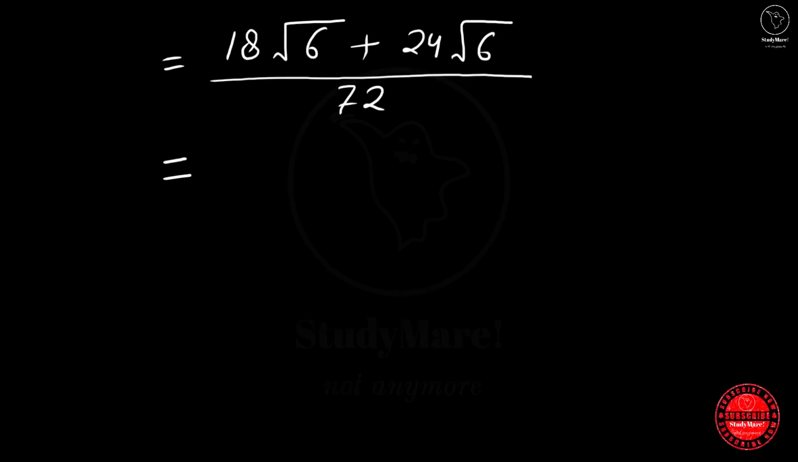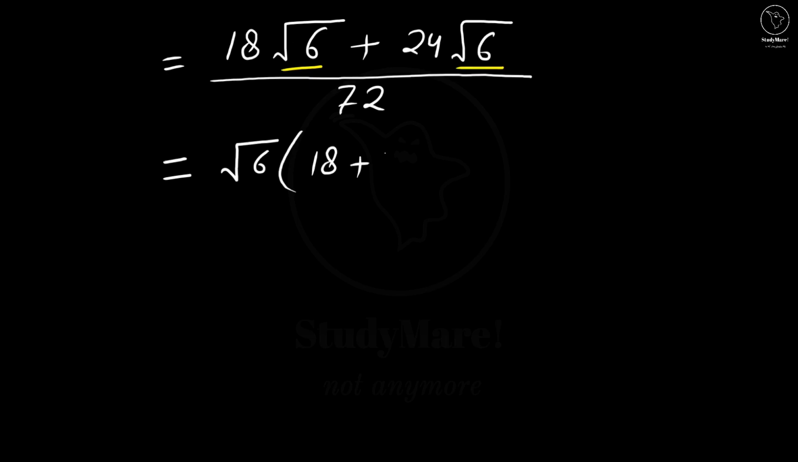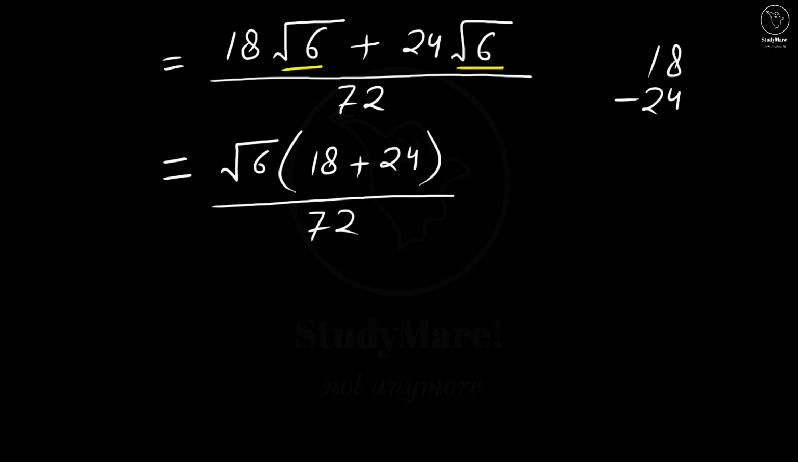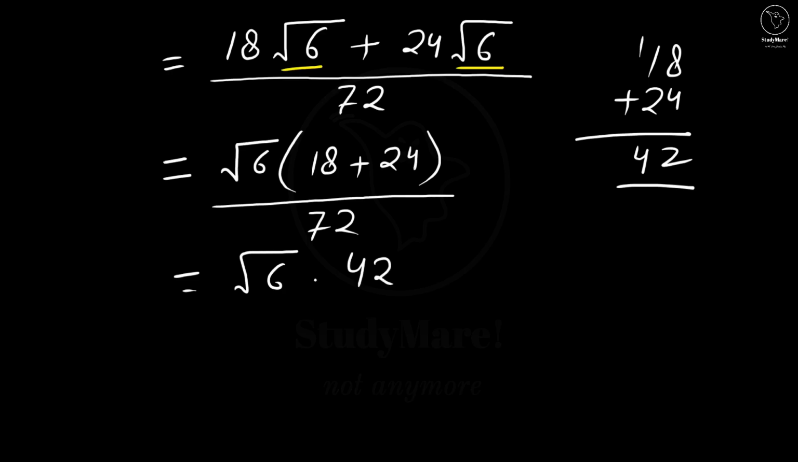Solving it further, root 6 is common in both the cases, so we take root 6 as common and we get 18 plus 24 divided by 72. 18 plus 24, 8 4 12, 2 1 1 2 2 4, is equal to root of 6 into 42 divided by 72.